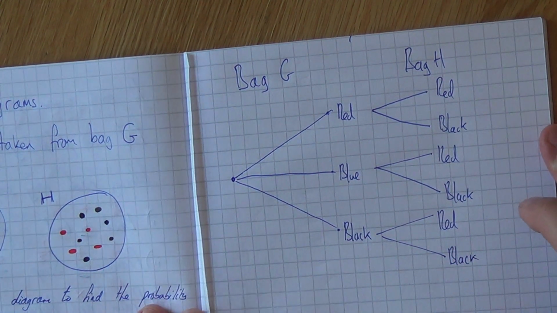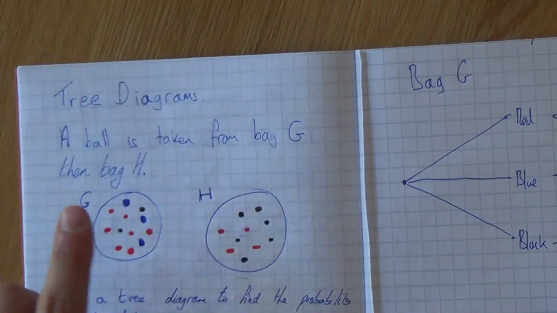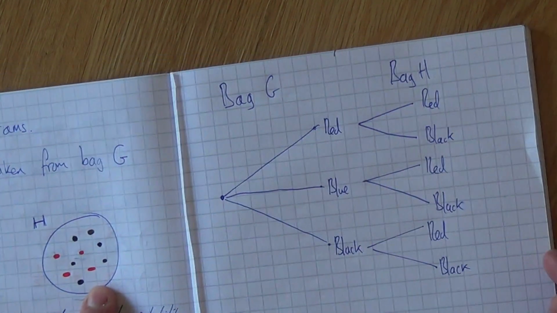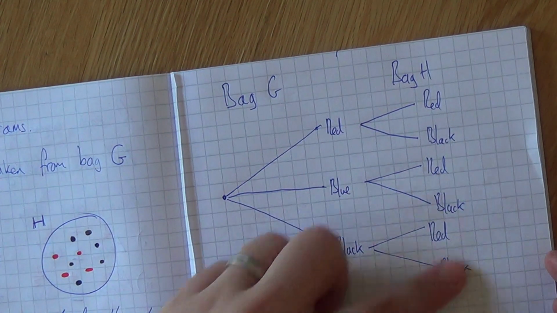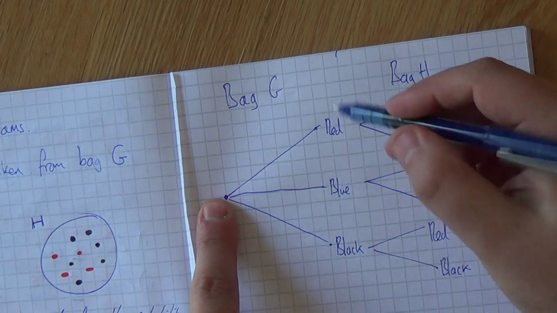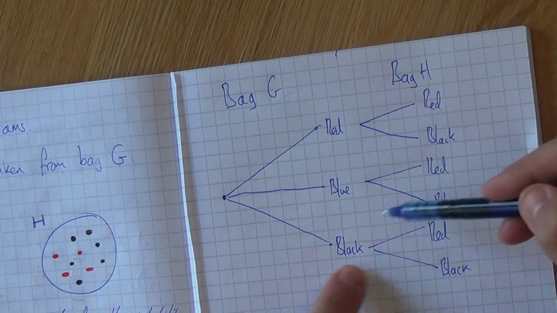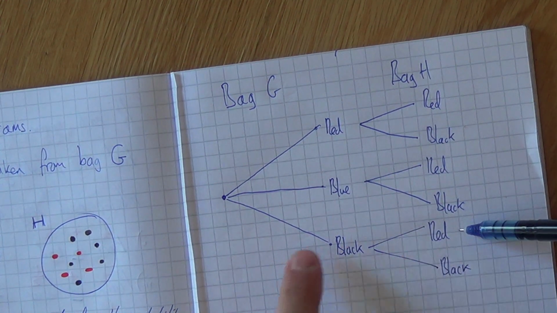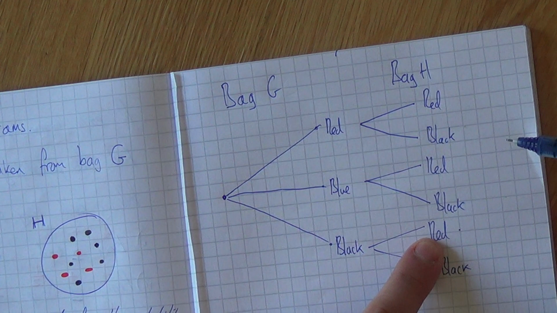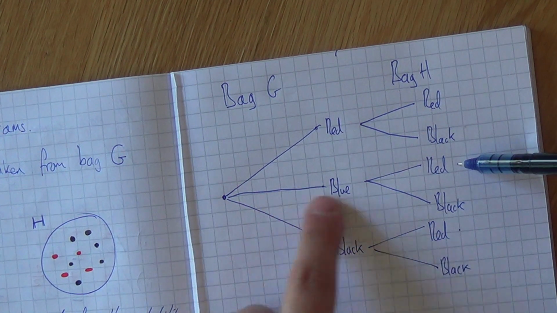So, whenever you play this game of taking a ball out of this bag then this bag, we actually are following a path along this thing. So we start here, we take the first ball out, it might be black, and the second ball might be red, and we end up here. If we do black then red, we just follow the branches. If we end up here, we must have done blue then red.